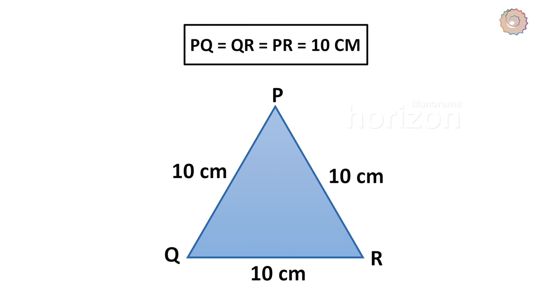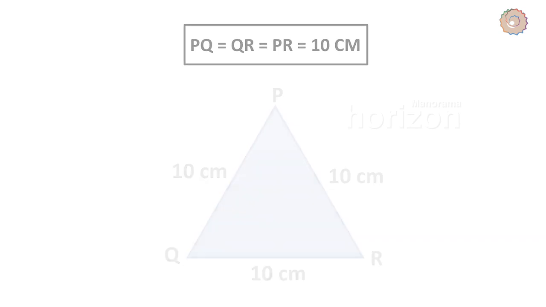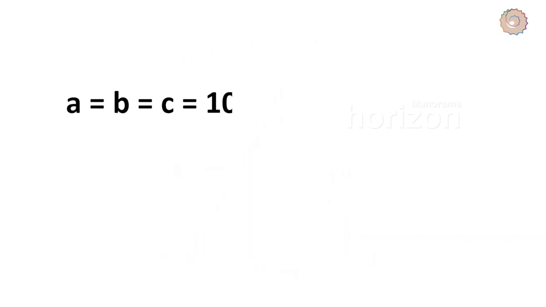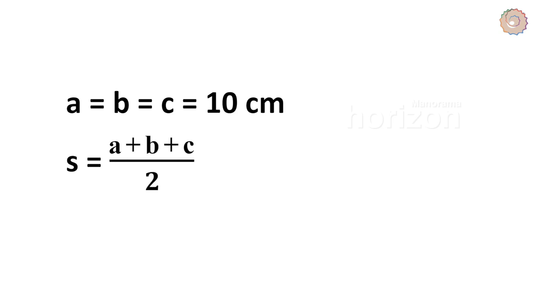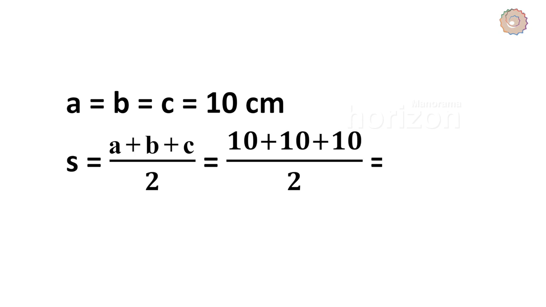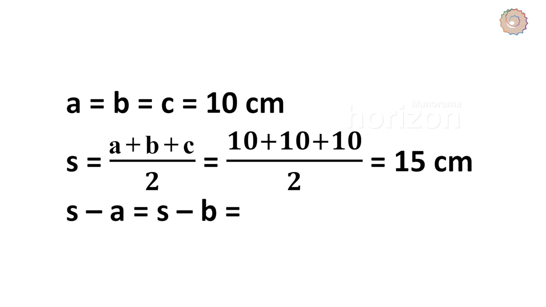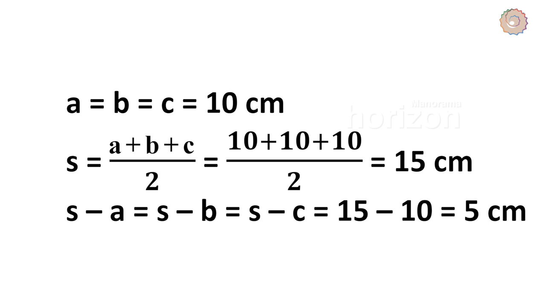Next, find S, that is the semi-perimeter, using the sides given. Here we know that A = B = C = 10 cm, given in the question. So what will be the S? S = (A + B + C) / 2, which is equal to (10 + 10 + 10) / 2, and we get it as 15 cm. Now find S minus A. S minus A = S minus B = S minus C = 15 minus 10 = 5 cm, since A, B and C all are 10 cm.